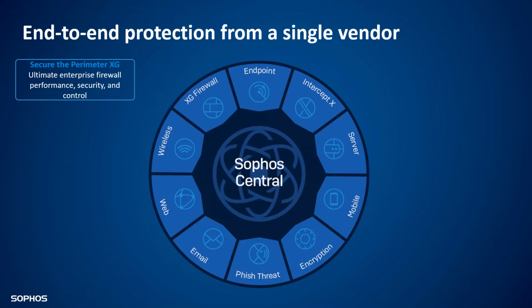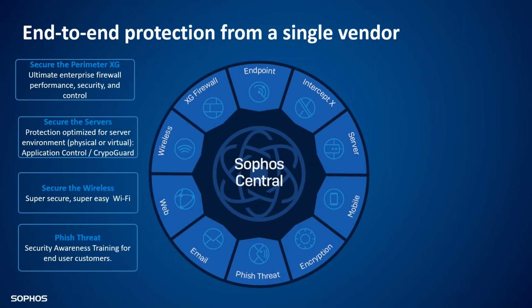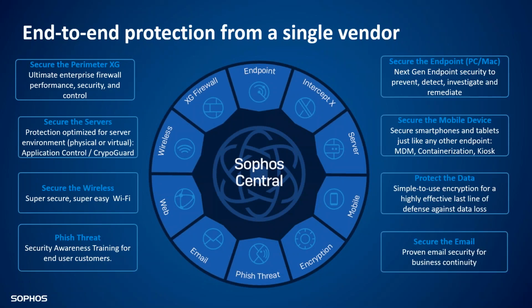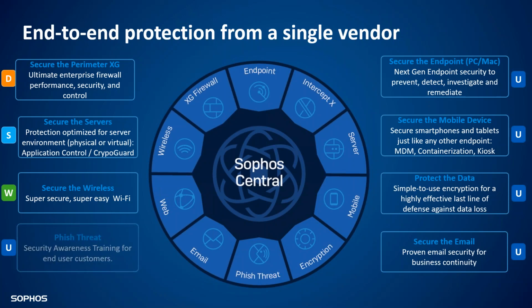Okay, so you get the end-to-end protection from a single vendor. We go through all these products that we already talked about, and what we're going to do is categorize them. This is important as it pertains to how you are billed monthly. We categorize the firewalls as devices. So the more devices you have, the lower your cost per device license. Servers are servers, so the more servers you have, the lower your cost per server per month. Same with wireless, and then everything else falls under the user category. That includes Phish Threat. You can see it here, some animation, because we've recently added Phish Threat to the user category. It used to be its own category.